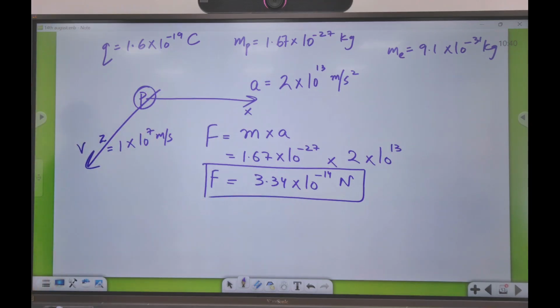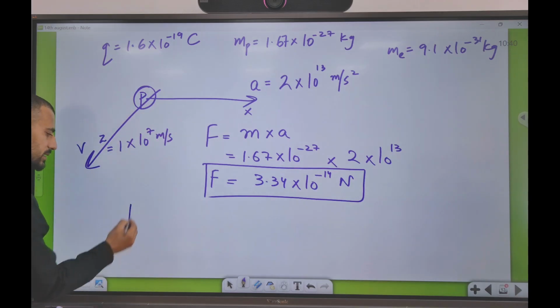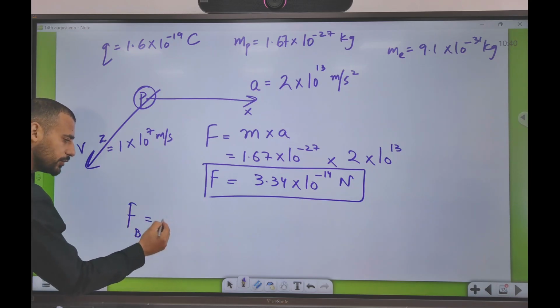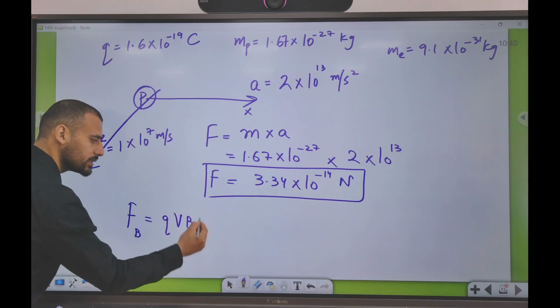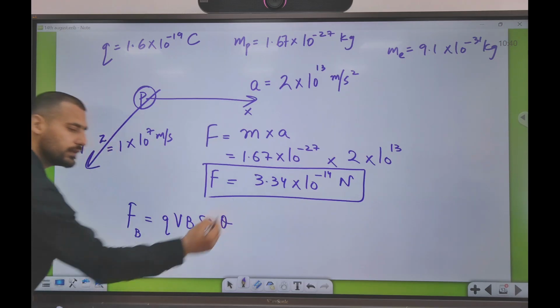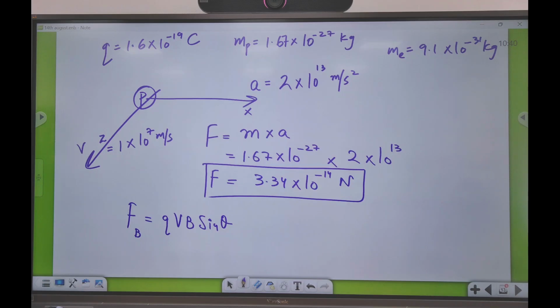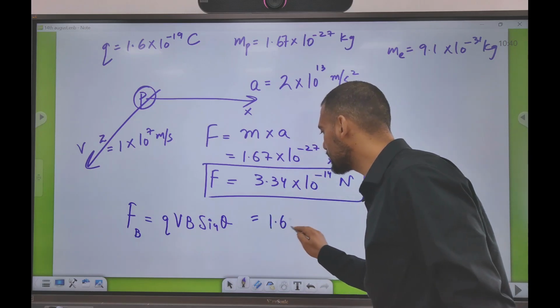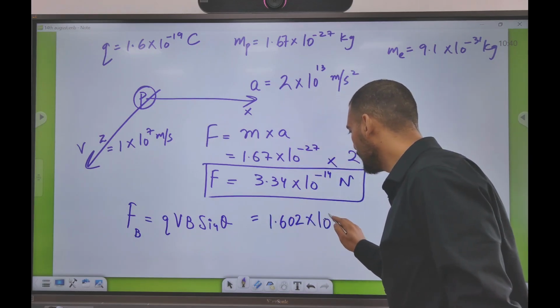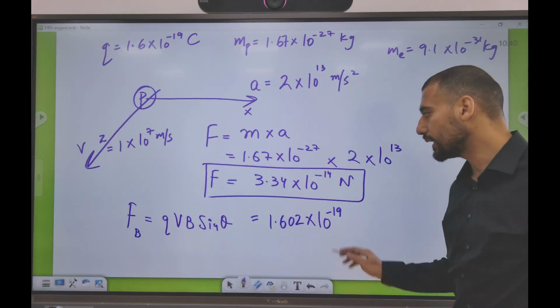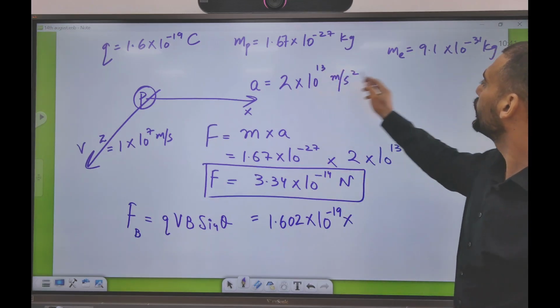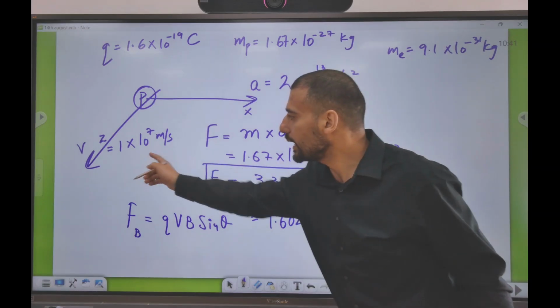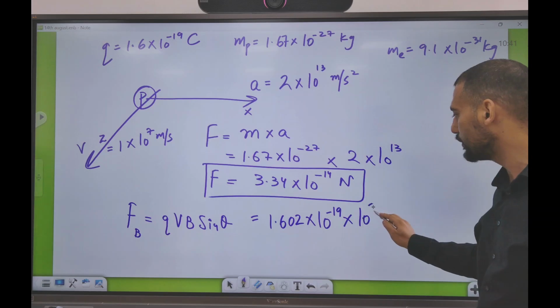When we have the force, we already know the concept that this is the magnetic force, and the magnetic force is given by QVB sine of theta, isn't it? Can you tell me what is the value of the charge? 1.602 times 10 to the power negative 19, correct? Times what is the velocity? The velocity is given as 1 times 10 to the power 7, which is simply 10 to the power 7.